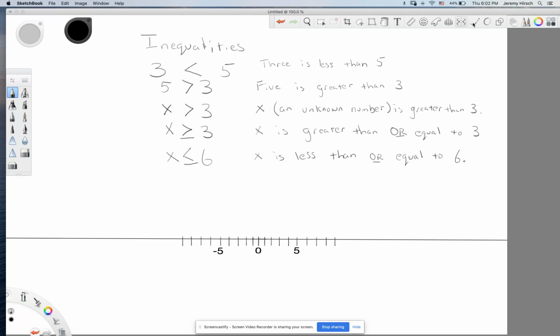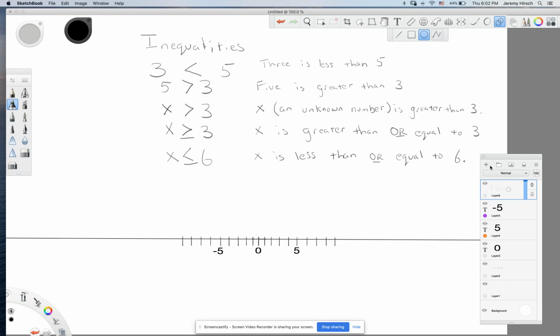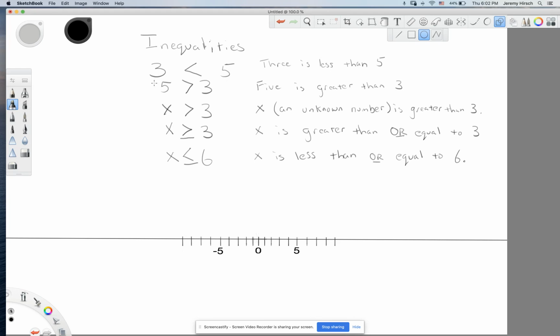So when you are going to graph on a number line, let's look at the first one. The first one is just finding a dot, right? We're going to find that point on the number line. So let's do a new layer so that we don't have to erase. So let's say we want to find the number 3. We're going to start at 0, 1, 2, 3. Here's 3, and here's 5, right? 3 is less than 5. We all know that, right?